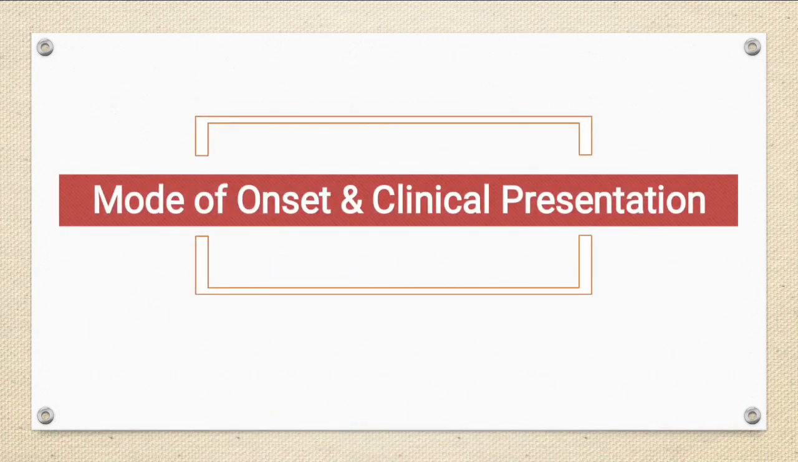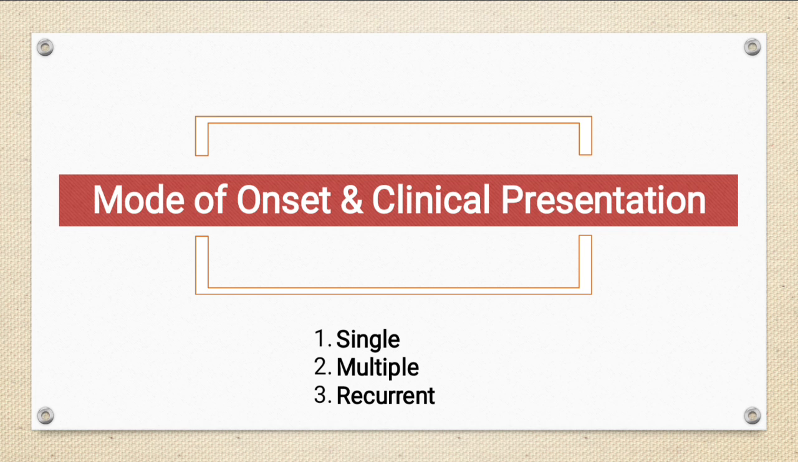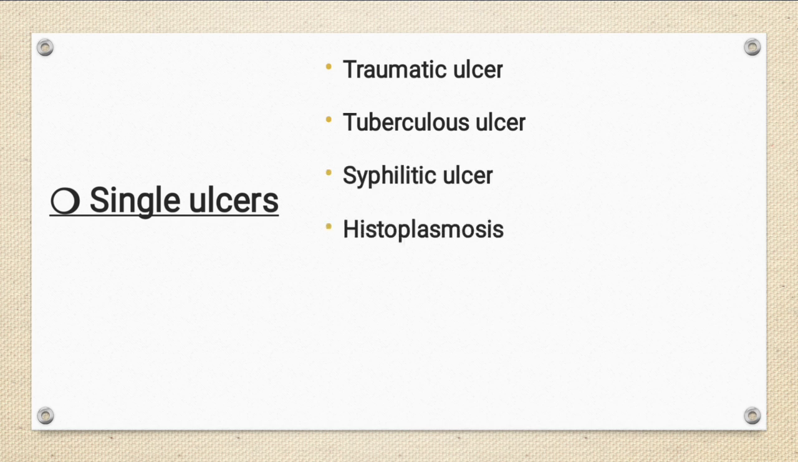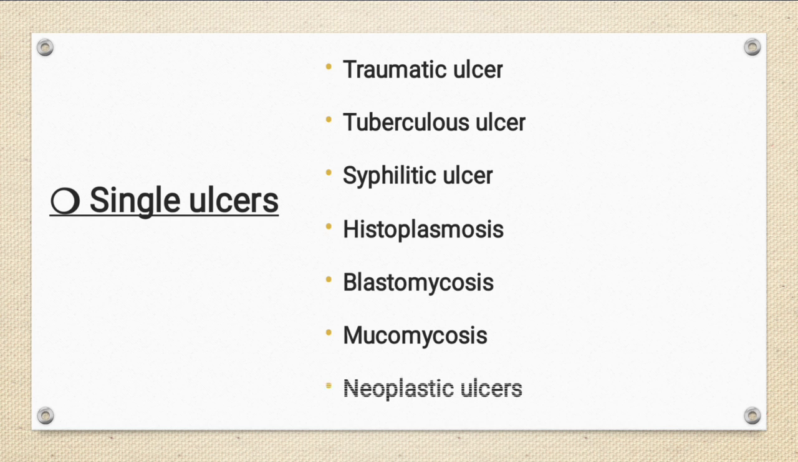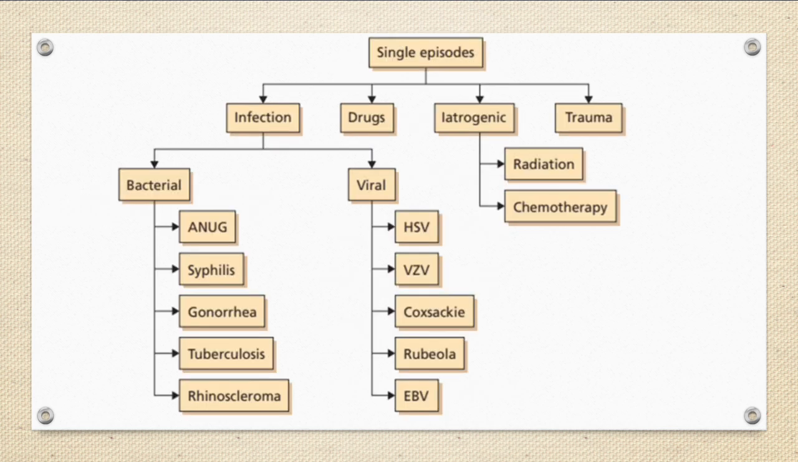Regarding the mode of onset and clinical presentation, an oral ulcer can be detected as a single ulcer, multiple ulcers, or recurrent ulcers. Single ulcers include traumatic ulcer, TB, syphilitic, histoplasmosis, blastomycosis, and mucormycosis. This will help in the diagnosis of the ulcer and to detect the cause easily. Or neoplastic ulcers. So this chart will help to diagnose single episodes of ulcers, either related to infection, drugs, or iatrogenic causes, either by radiation or chemotherapy, or traumatic.